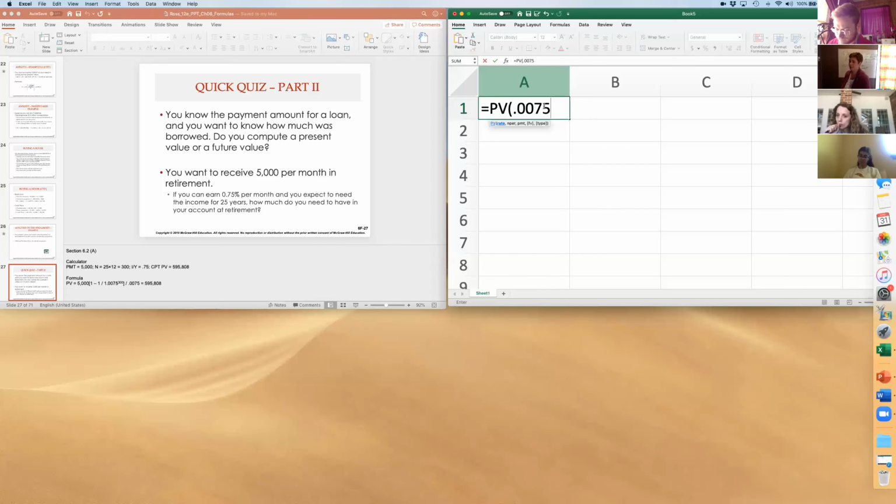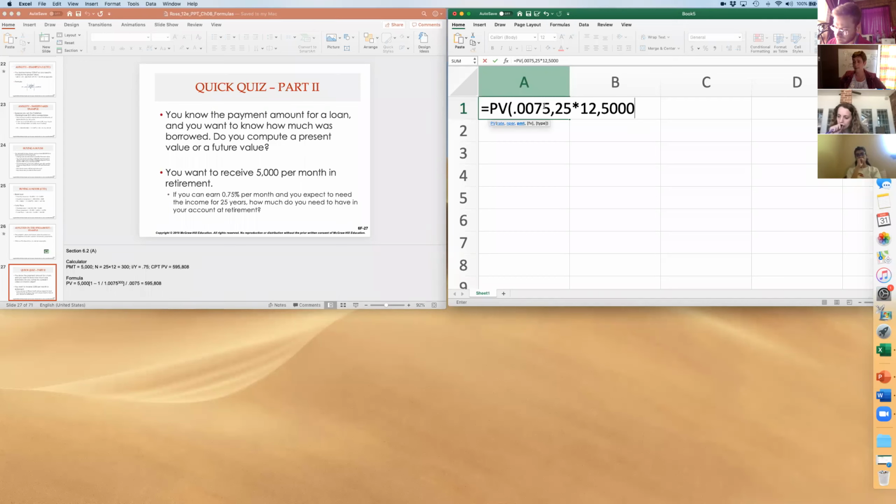Then it wants the number of periods. Well, that's N times M for the very last payment. So we're telling it we want 25 times 12, which we know is 300. We could have written 300 in there, or we could just type it in. We're telling Excel, give us 300 payments of $5,000 each. So the payment, PMT, is the annuity payment, and it's a monthly annuity payment.